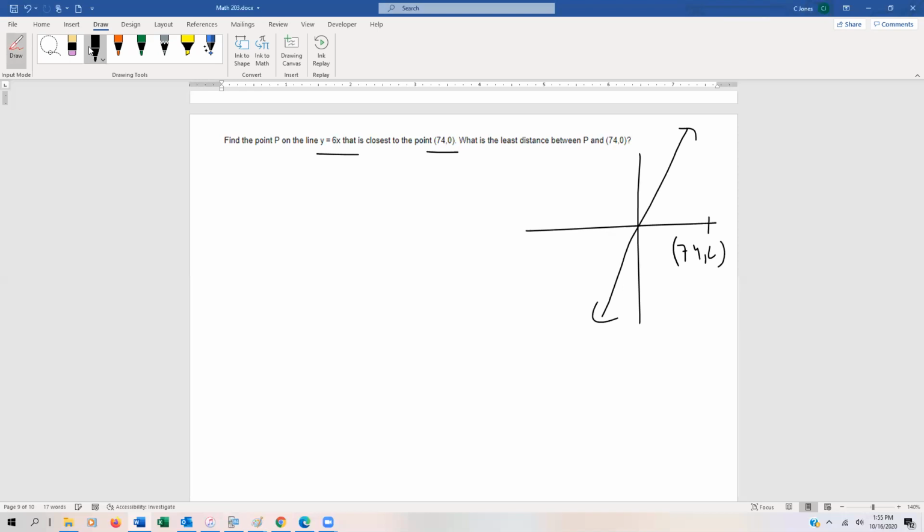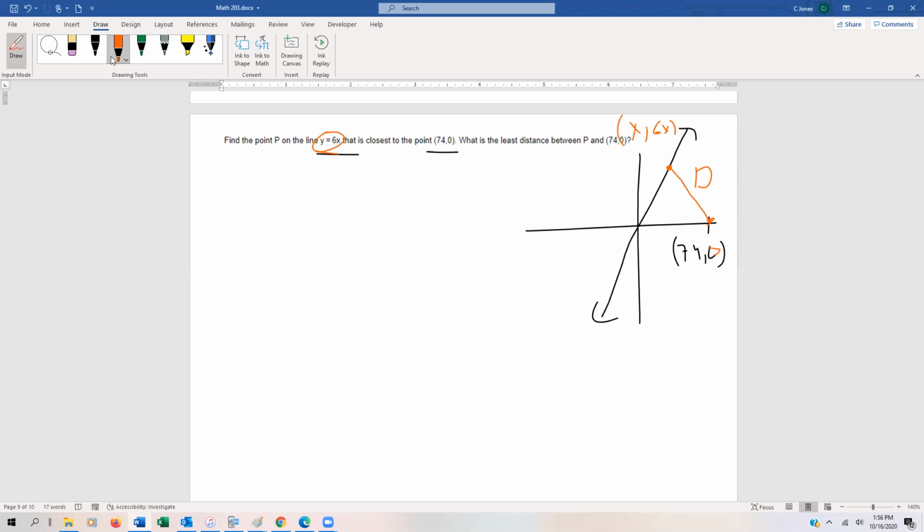Not to scale. And we need some point that's going to be somewhere on our curve. So maybe like right out here. I don't know, but let's just estimate that. And this is our distance d. Now we know the point on the line is going to be (x, 6x) because y is equal to 6x. So that's really our secondary equation. And what is that distance? It's certainly not a small distance because 74 is a big value.